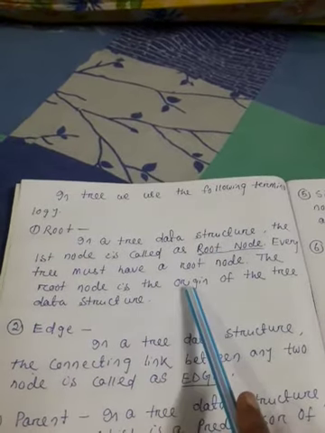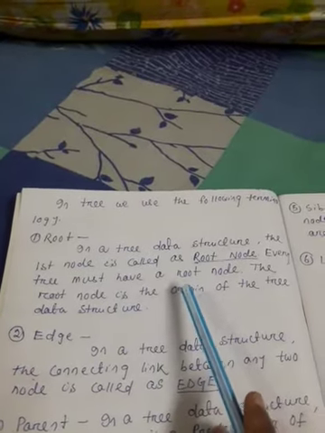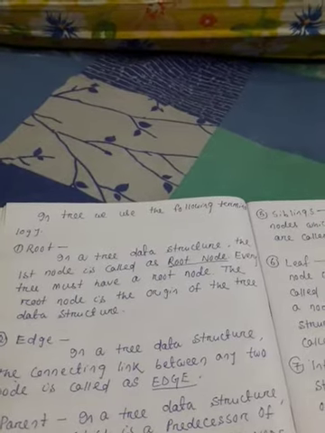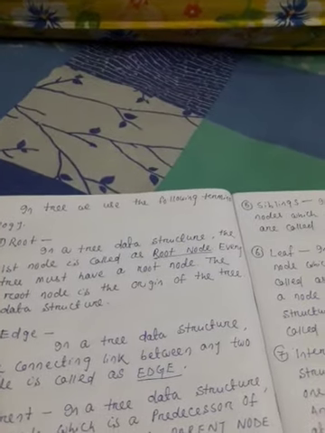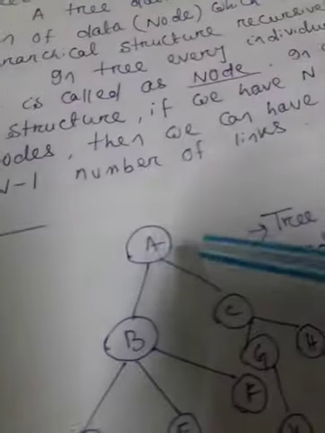The root node is the origin of the tree data structure. In this example, the root node is A. See the above example, the root node is A.